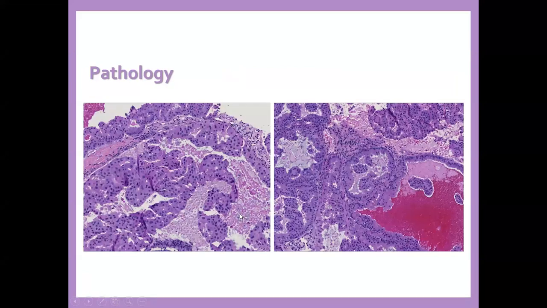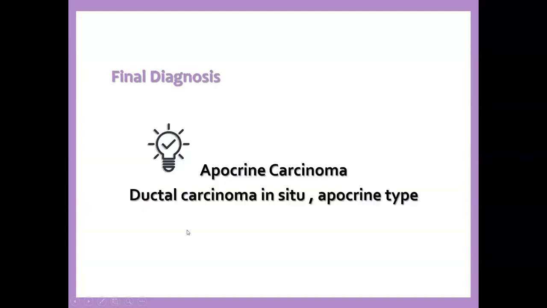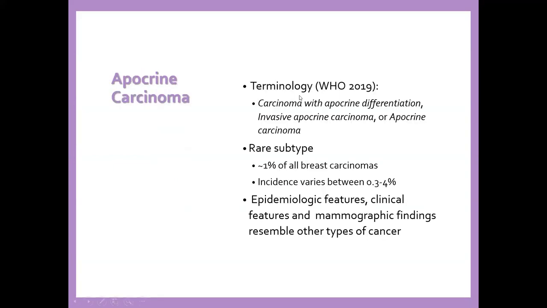And when you really look at it more, the most characteristic feature of this case is the fact that they have this eosinophilic apocrine cytoplasm, and there is extensive necrosis in here. This is the typical example of apocrine carcinoma, and it had areas of apocrine type ductal carcinoma in situ inside. In respect to the terminology of apocrine carcinoma, these are carcinoma with apocrine differentiation, invasive apocrine carcinoma, or apocrine carcinoma. These are the terminology used.